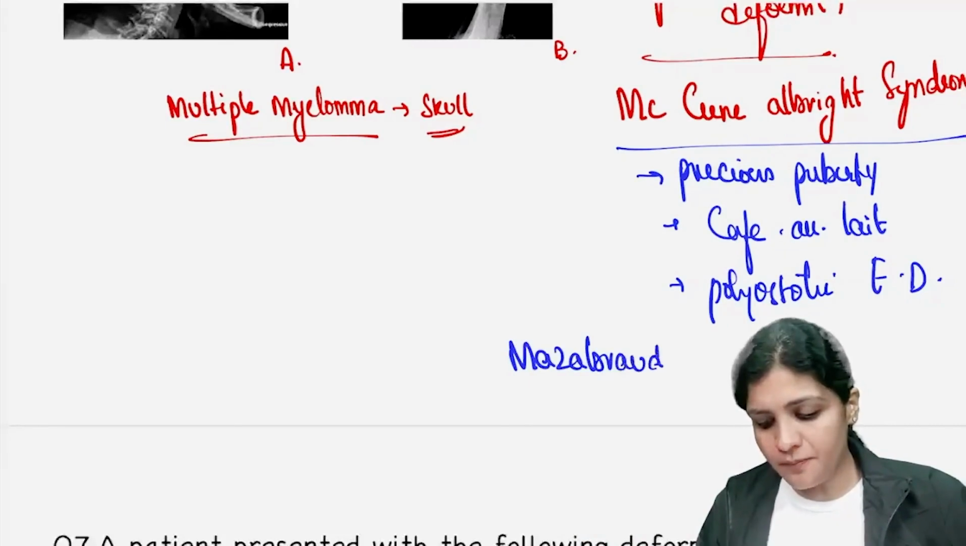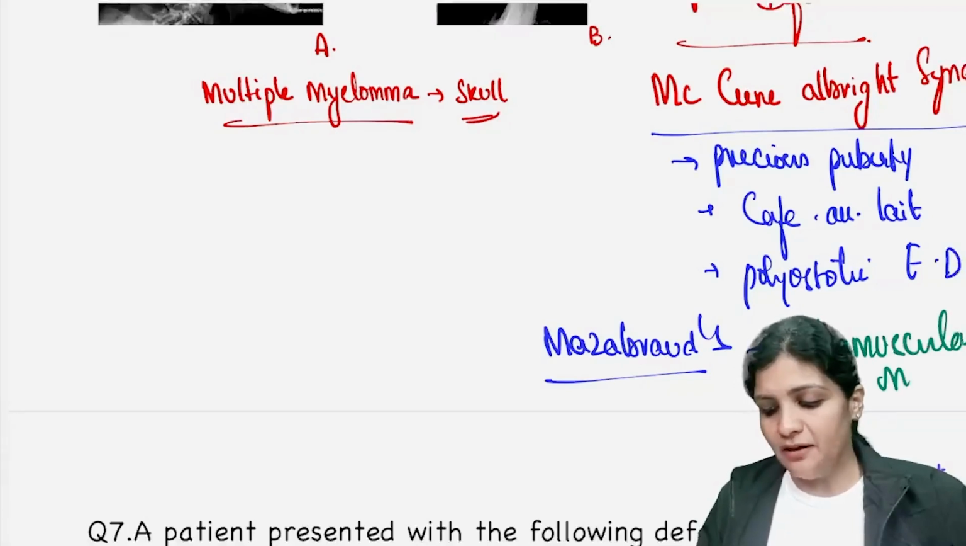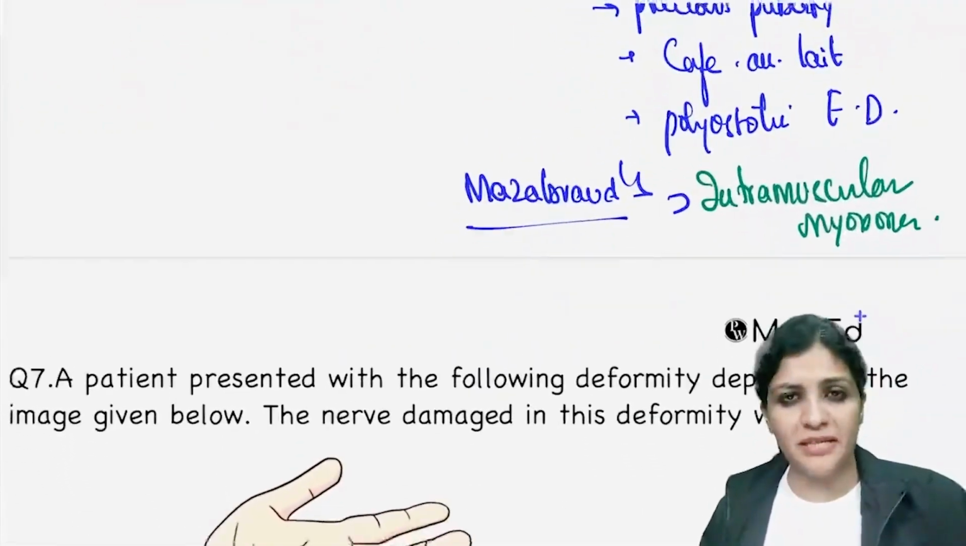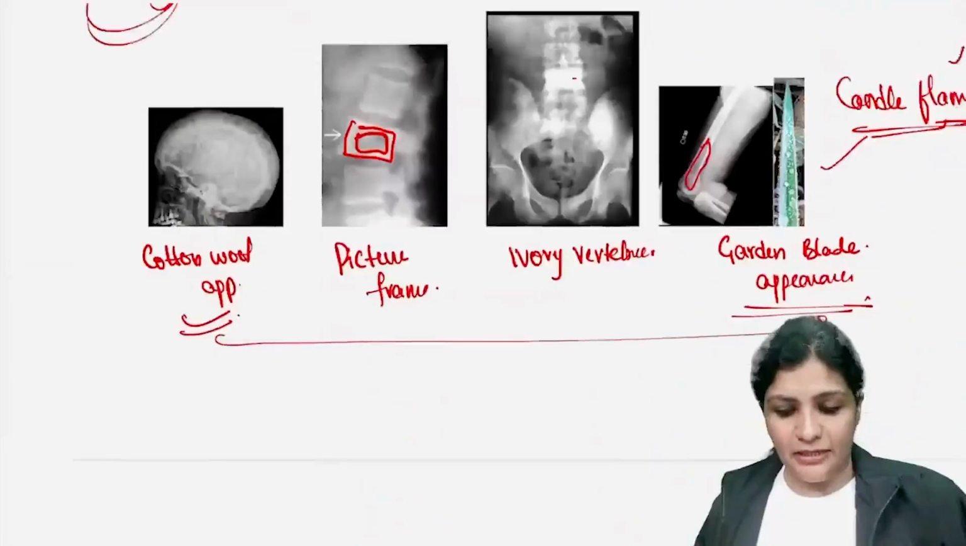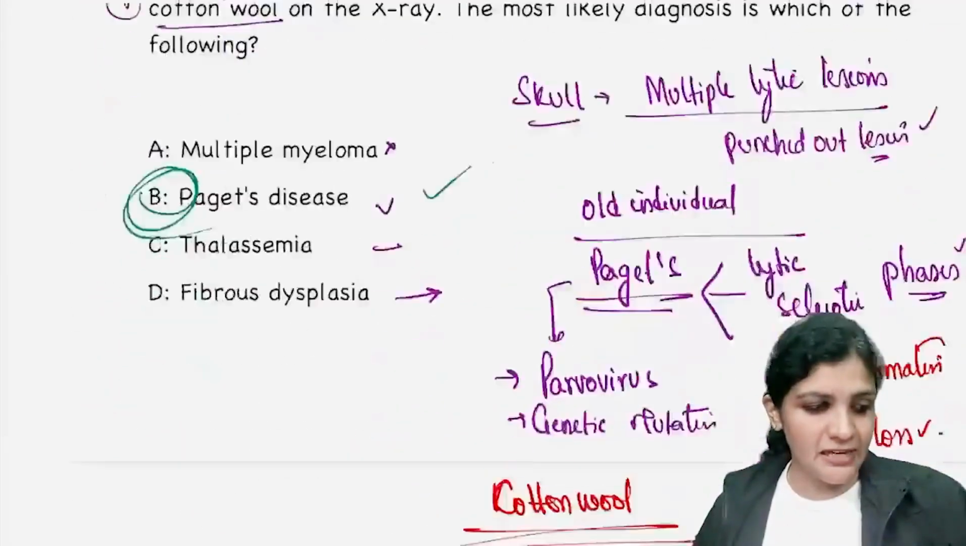What is Mesobrod? Mesobrod is your intramuscular myxomas with fibrous dysplasia, right? Intramuscular myxomas with fibrous dysplasia is your Mesobrod syndrome. Hope we got the answer for this. The answer is Paget's disease, right?